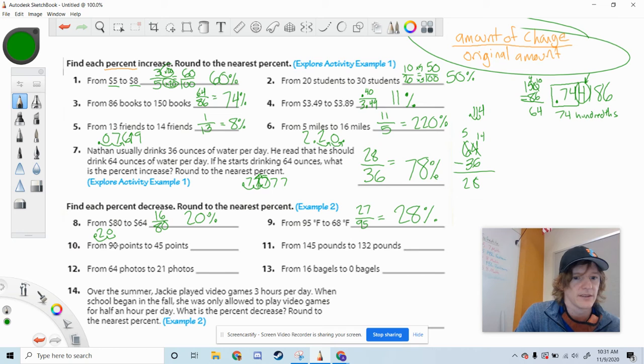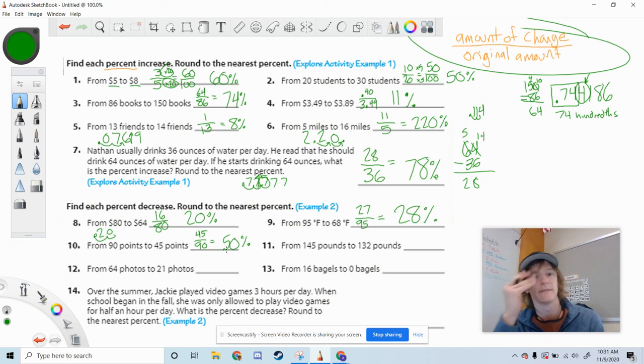The next one, from 90 to 45. Well, we're going down on that one by 45 out of 90. And I know that this is a half, so that's 50%. I don't even have to divide that one. I know that 45/90 is a half, and I know that a half is 50%.